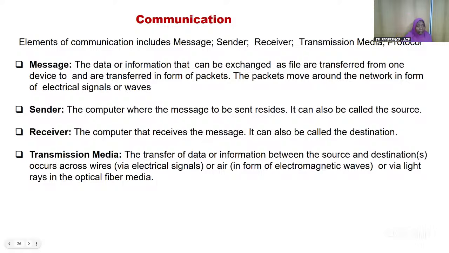So in essence, in a complete communication system, we have the message, which is the data you are interested in sending across. You have somebody who is the originator of the information. You have another person who is going to be the destination, and you are performing this communication over a transmission media, which could be wired or wireless in form of electromagnetic waves. And of course, we have the protocol.